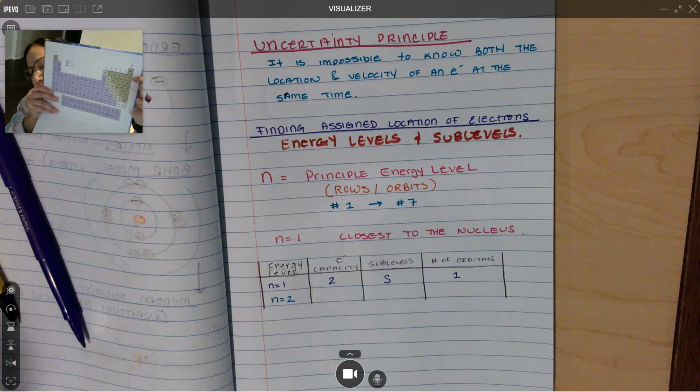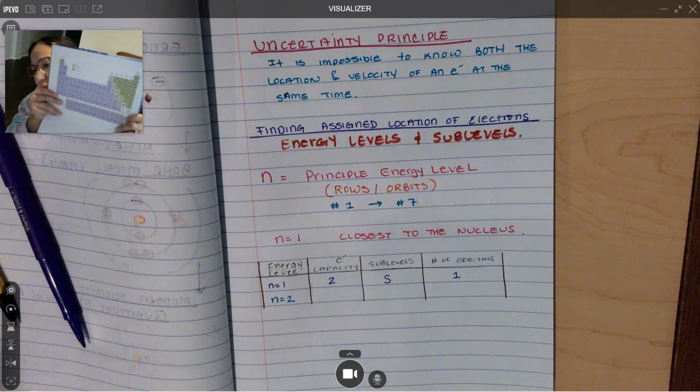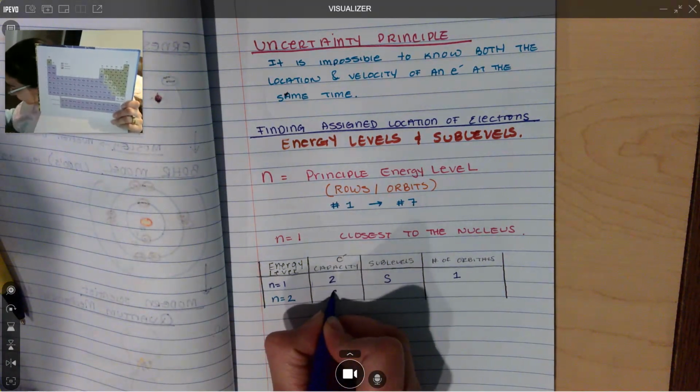Energy level 2 comes down here. So energy level 2 has the capacity to hold 8 electrons. So there's 6 here, plus the 2 all the way right here. That's a total of 8 electrons. So we're going to write down the number 8.